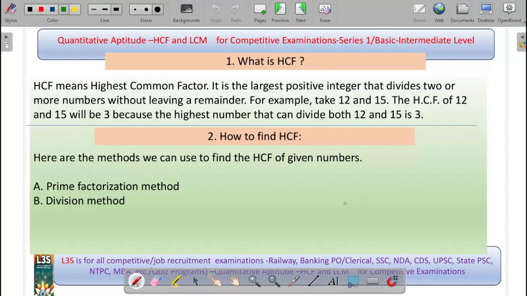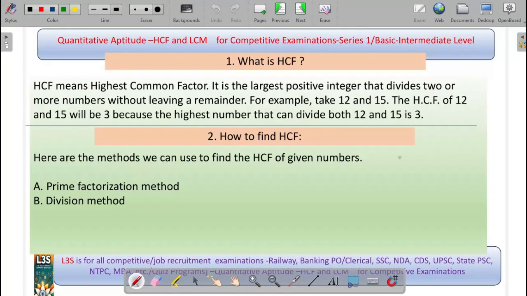First, what is HCF? HCF means highest common factor. It is the largest positive integer that divides two or more numbers without leaving a remainder. For example, HCF of 12 and 15 will be 3, because the highest number that can divide both 12 and 15 is 3.